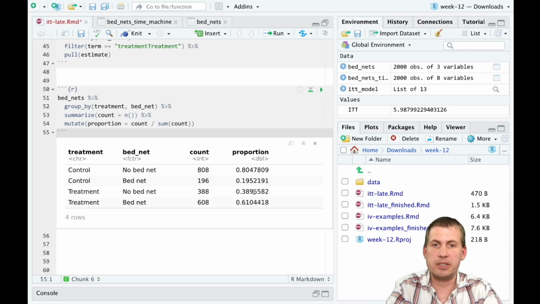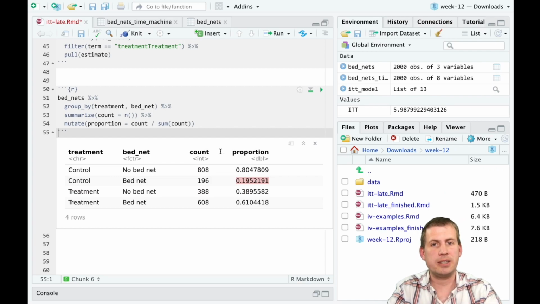So this tells us the proportion inside the treatment group and inside the control group of people who did the BedNet and did not do the BedNet. So 80% of people assigned to control did not do the BedNet. And again, those are both compliers and never takers. And 19% were assigned to control and did do the BedNet. And those are our always takers.